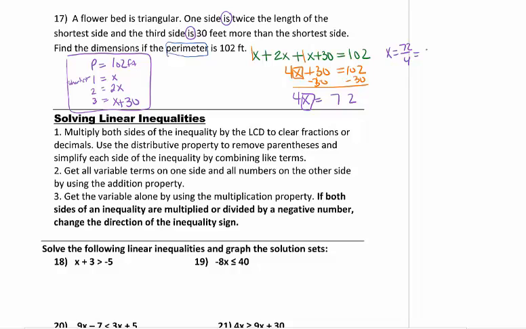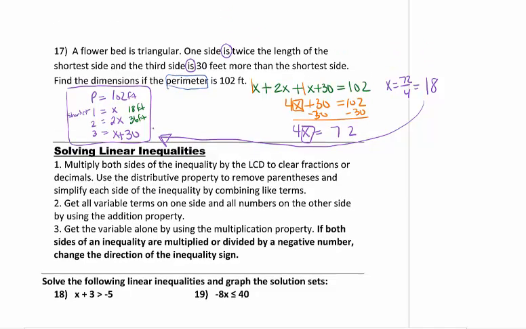4 goes into 7 one time with 3 left over. 4 goes into 32 8 times. Super easy if we have labeled, and that's why it's really important on word problems to always label. X is my shortest side, which is 18 feet. My second side is 2 times X, which is 2 times 18, which is 36 feet. The third side is X plus 30, so 18 plus 30 will give me 48 feet. Double check, those should all add up to 102.